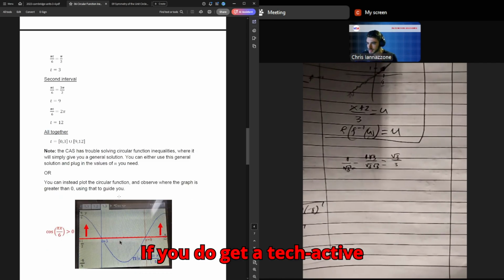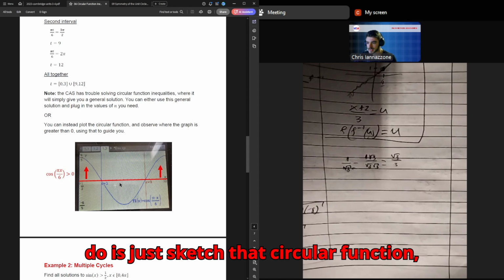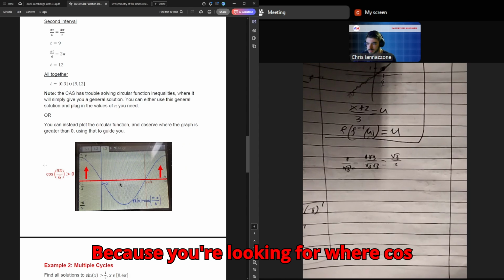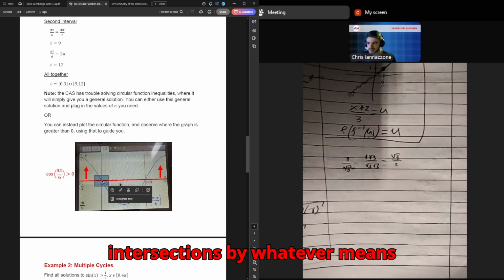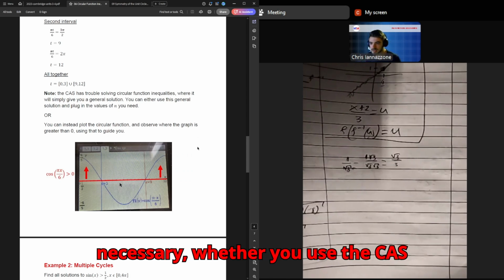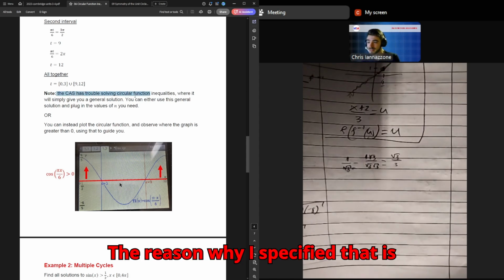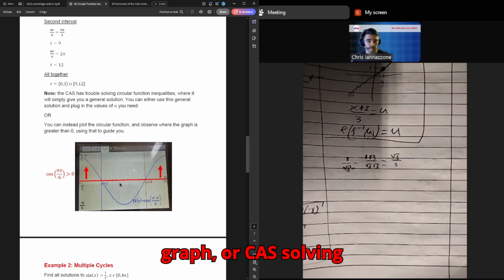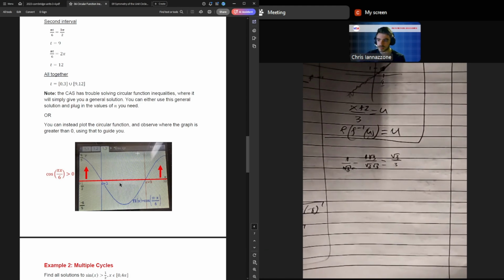If you do get a CAS-active version, then one thing you can literally do is just sketch that circular function and then look, where is it above y equals 0? Because you're looking for where cos is greater than or equal to 0. Just sketch it and then find those intersections by whatever means necessary, whether you use the CAS analysis tools or whatever. The reason why I specified that is because it usually has trouble solving inequalities. So better off just going straight to the graph, or CAS solving without the inequality. Just where does it equal 0, and then looking from then on.